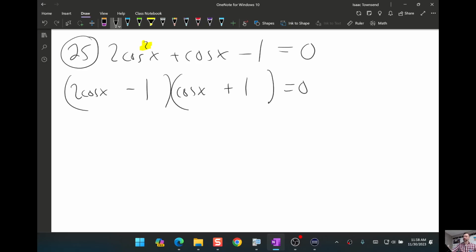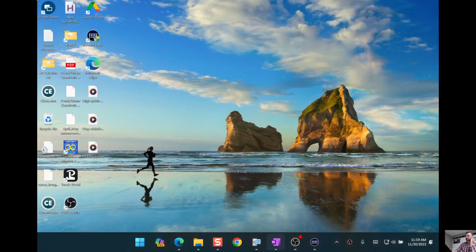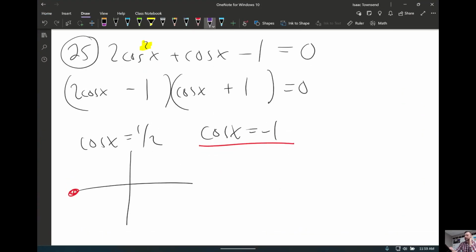If I set this factor equal to 0 and solve, it looks like some solutions come when cosine's a half. Set this factor equal to 0 and solve. Other solutions occur when cosine is -1. So cosine is -1 one time, and +1/2 two times.